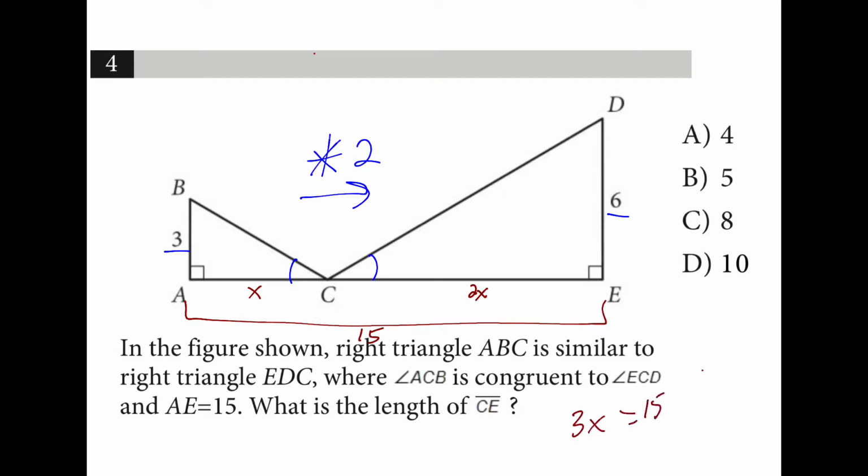So 3x is 15. CE is made up of 2x, so since x is 5, we plug that in, and the answer is 10.